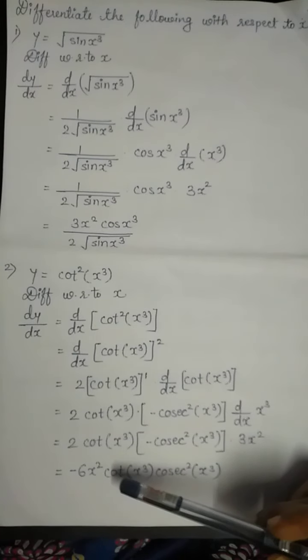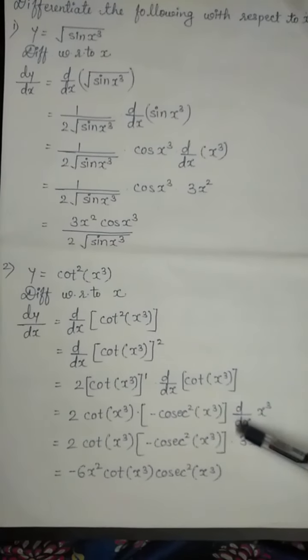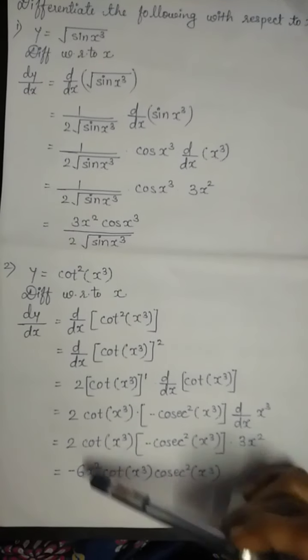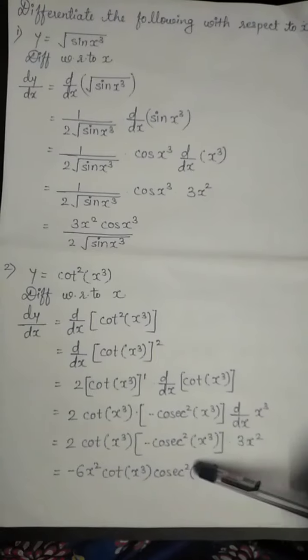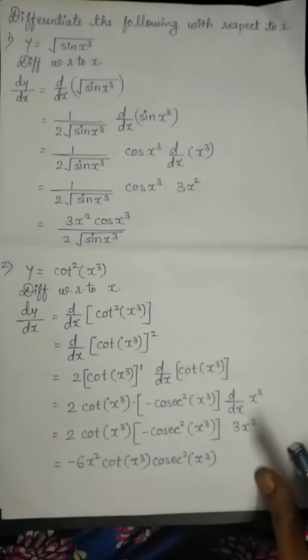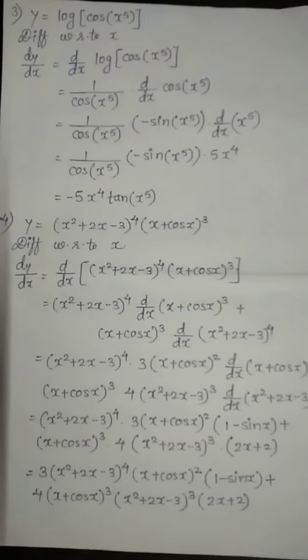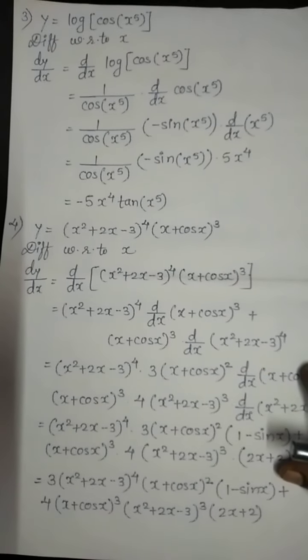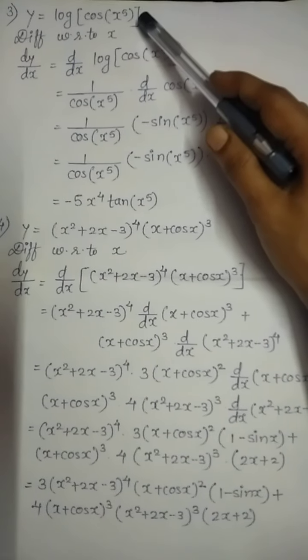So while writing the final answer, we will write this negative sign first, then this 3 into this 2. So we will get 6x square and the remaining terms as they are. Suppose we consider the next question, question number 3. y is equal to log of cos of x raised to 5.